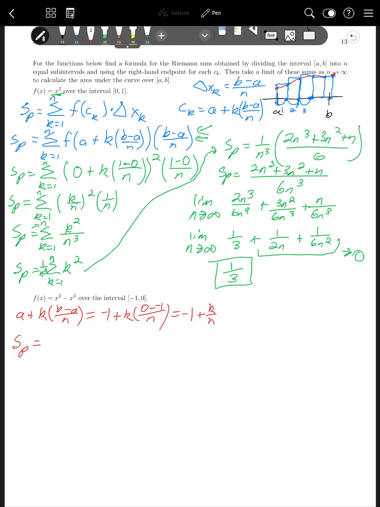So this will be S sub p equals the sum from k equals 1 to n of the function of this value. So plug that in for x in x squared and x cubed. So this would be (-1 plus k over n) squared minus (-1 plus k over n) cubed. And then once again, we're going to multiply that by b minus a, which was 1 over n.